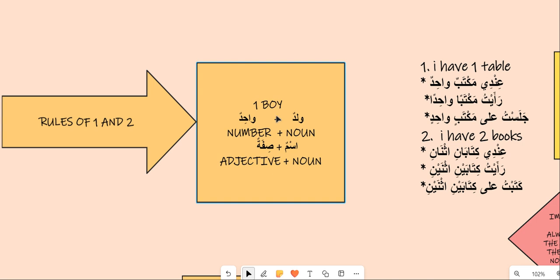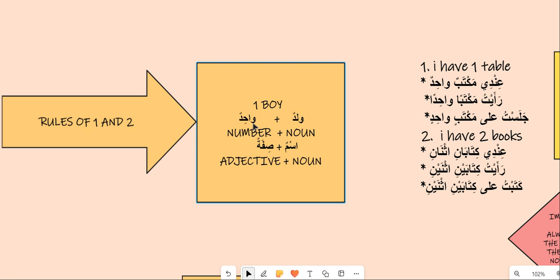But in Arabic, what happens? You need to flip the sentence. You need to flip the English sentence. If you see the number first and the noun after, you flip it. You make the noun first and the number after. And now you can see the structure.